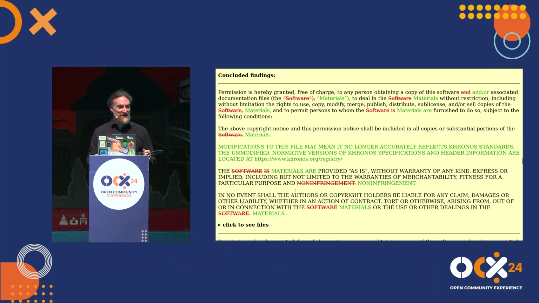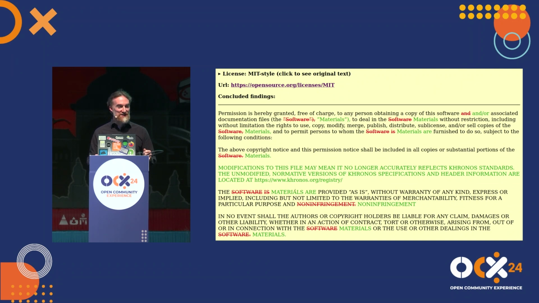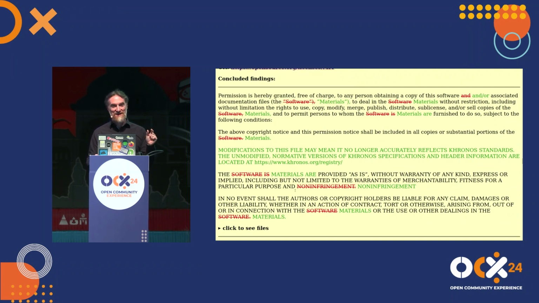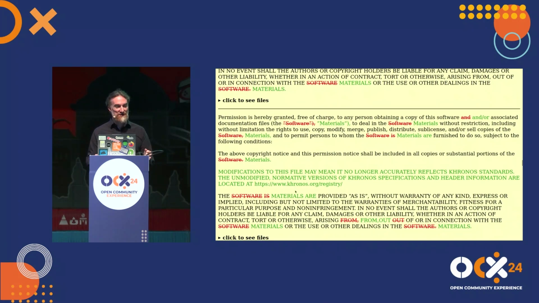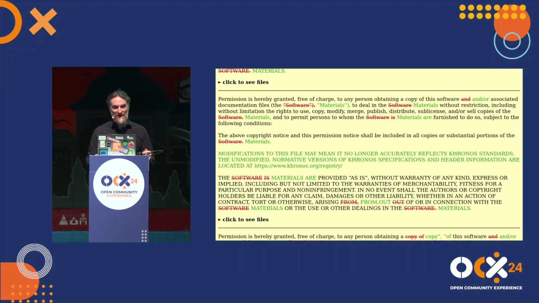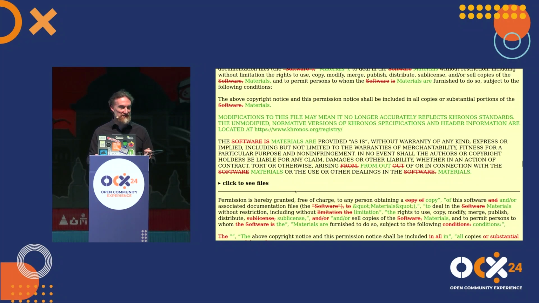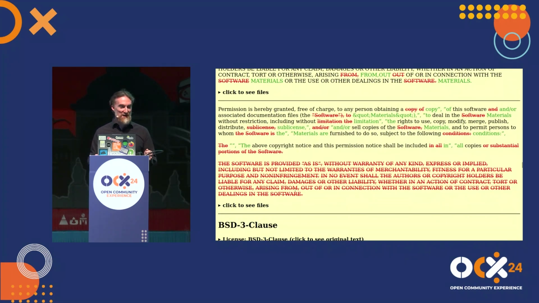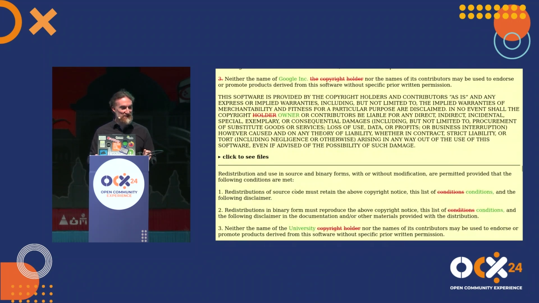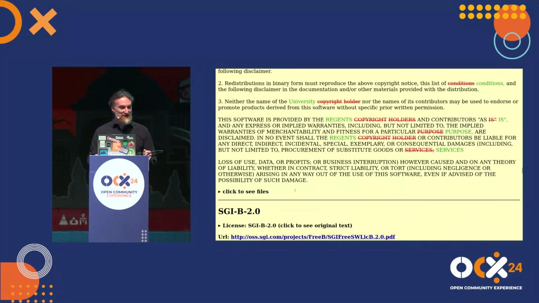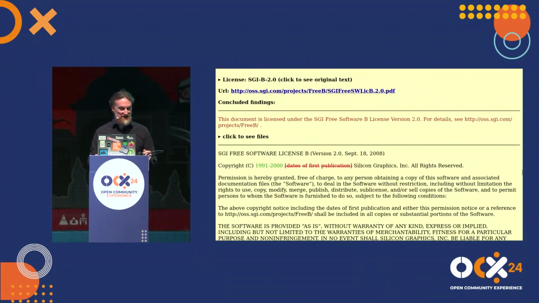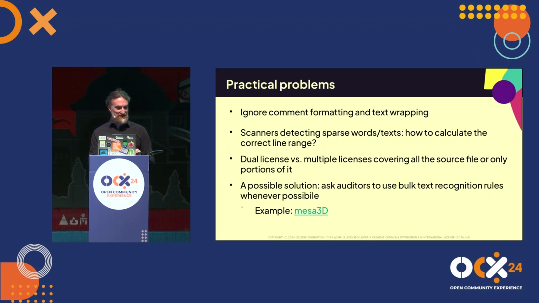And so the auditors decided to categorize them as MIT-style because they decided that the variations are not a big deal. So they are not introducing new conditions that may be incompatible with something else. So basically, this is where we are.